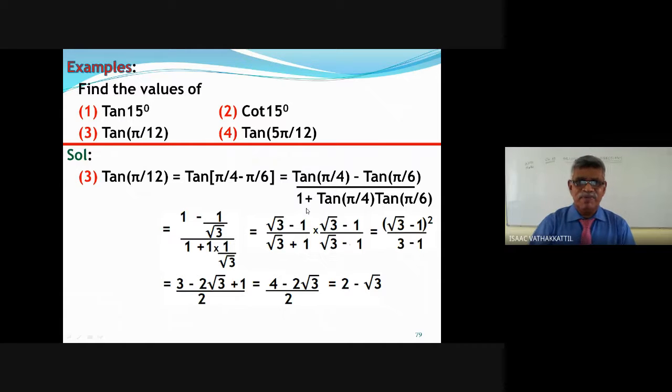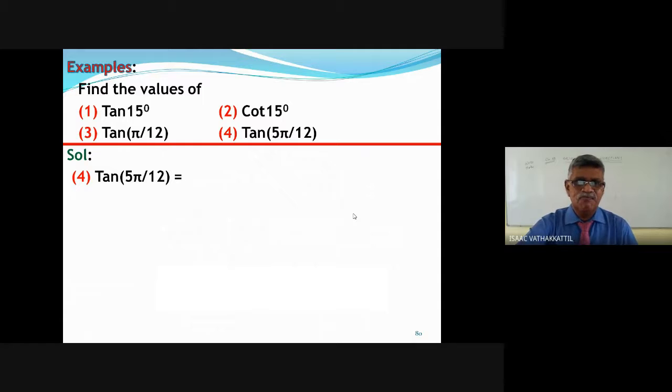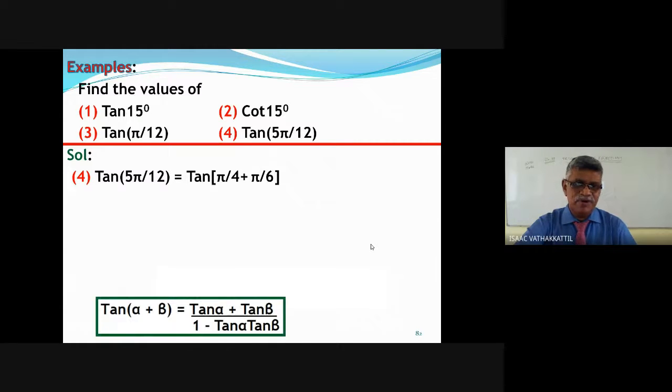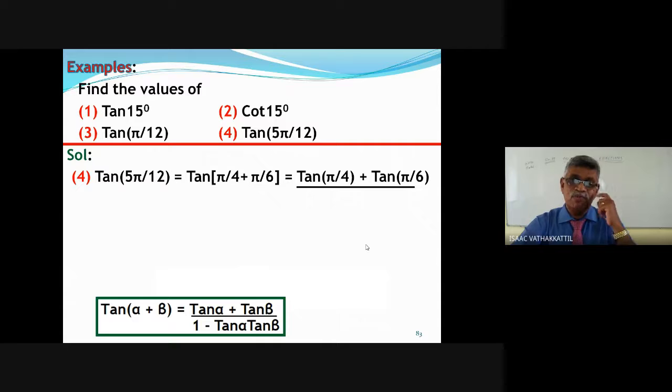Should I do 5 by 12? It will be plus there, and according to that, the answer will be different. Tan 5 pi by 12. What is that? 5 pi by 12 is pi by 4 plus pi by 6. You can easily see it. What is tan alpha plus beta? Numerator plus, denominator minus. So this will be tan pi by 4 plus tan pi by 6 upon 1 minus tan pi by 4 tan pi by 6.